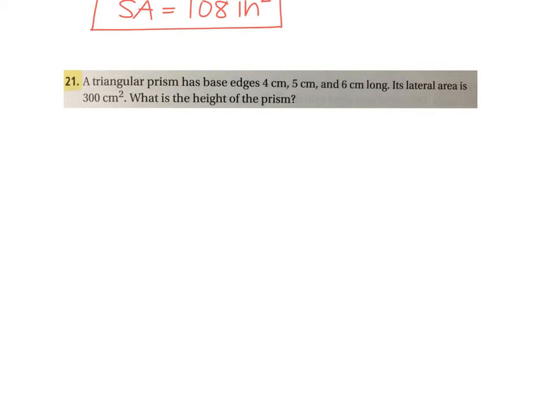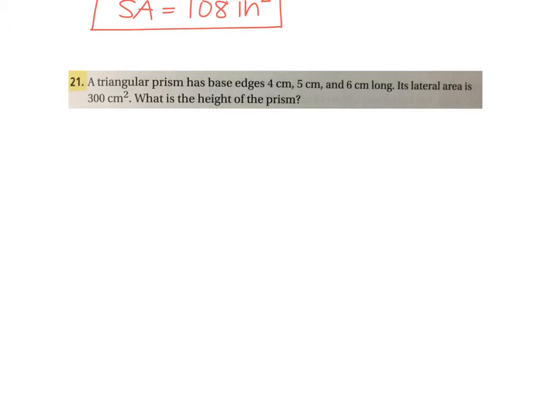All right, last one here. It says a triangular prism has base edges 4, 5, and 6 centimeters long. The lateral area is 300. What is the height of the prism? So we know 4, 5, and 6 for the base edges, and it's a triangular prism.